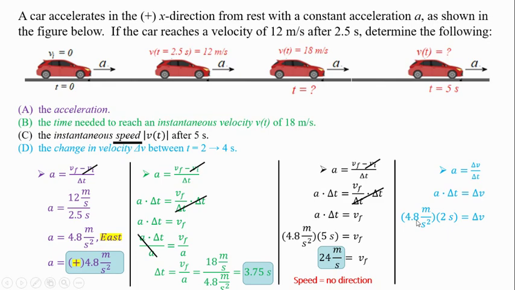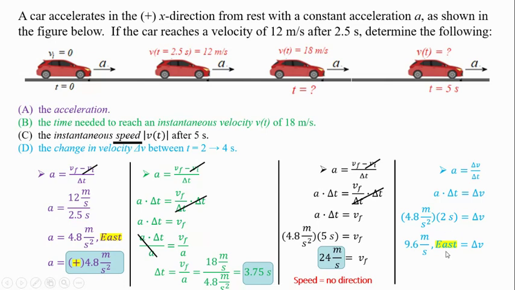a is 4.8 from part A. Here the change in time is 2 seconds. The 2 seconds come from the question itself. It wants us to find the change in v between 2 to 4 seconds, so the difference between 2 and 4 is 2 seconds. That's where that 2 seconds comes from. And then that's it. 4.8 times 2 is 9.6 meters per second. Make sure you pay attention to the units here. The unit second for the time is going to cancel out with one of the seconds in the meters per second squared, which will leave you just with meters per second.